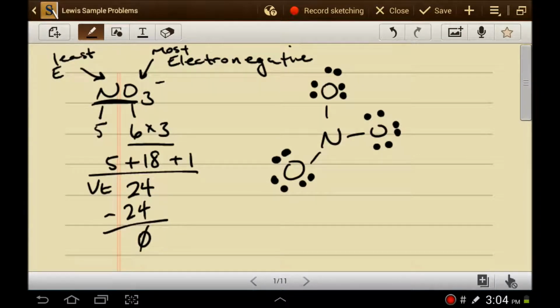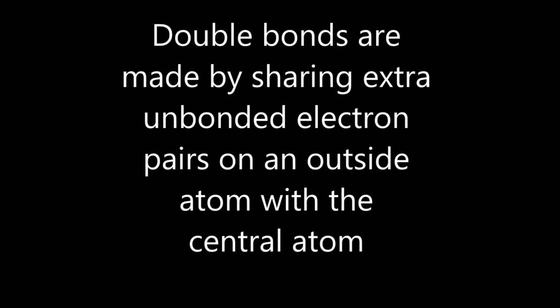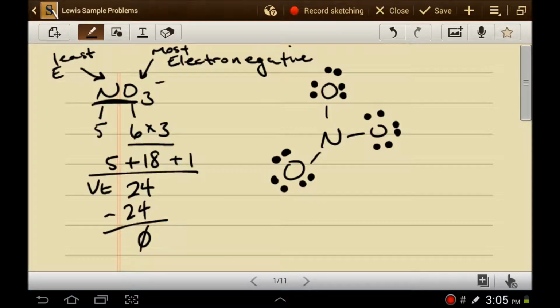Step 4 is to put all of the remaining electrons on the central atom. Since there are no leftover electrons, we're going to skip step 4. Step 5. Check to see if the central atom has an octet. If the central atom does not have 8 electrons around it, we need to share extra electrons until it does.